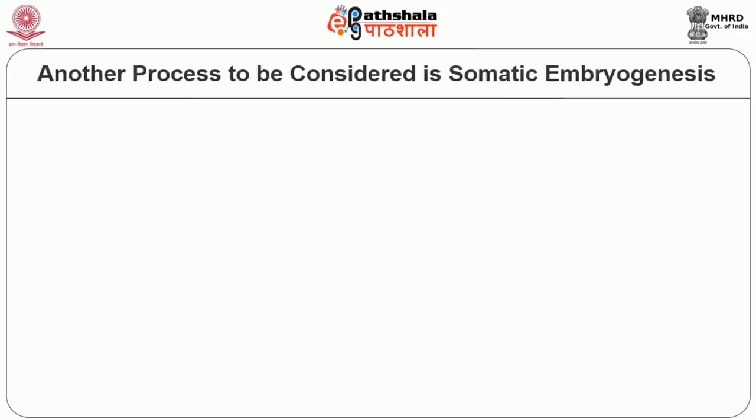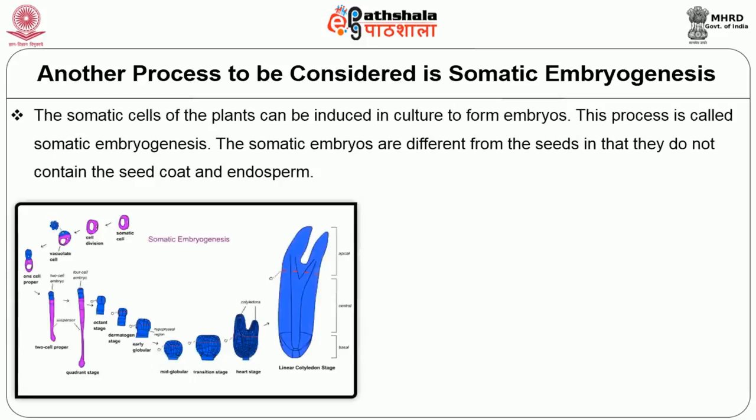Another process to be considered is called somatic embryogenesis. The somatic cells of the plants can be induced in culture to form embryos. This process is called somatic embryogenesis. The somatic embryos are different from the seeds in that they do not contain the seed coat and the endosperm. Somatic embryos have several applications, including the production of virus-free plants and genetically uniform plants.